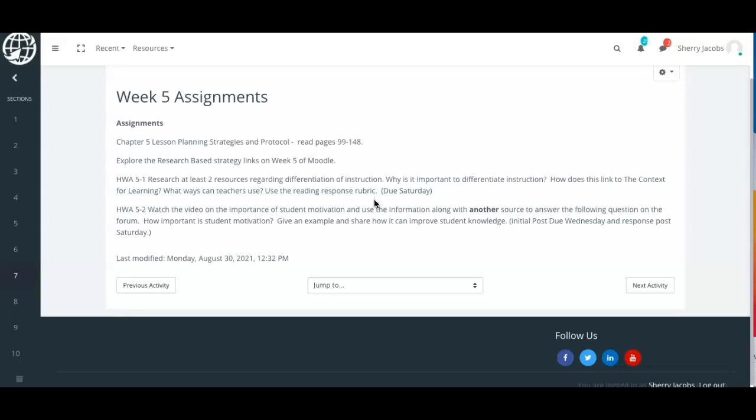Why is it important to differentiate instruction? How does this link to the context for learning? What ways can teachers use it? You're going to be using the reading response for this. It will be due Saturday, so look at that reading response rubric.